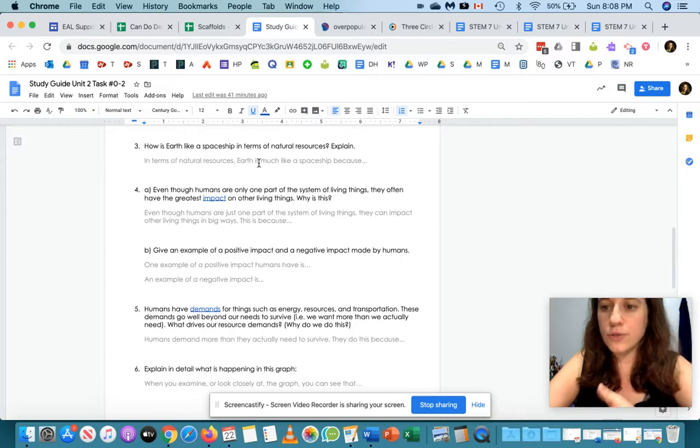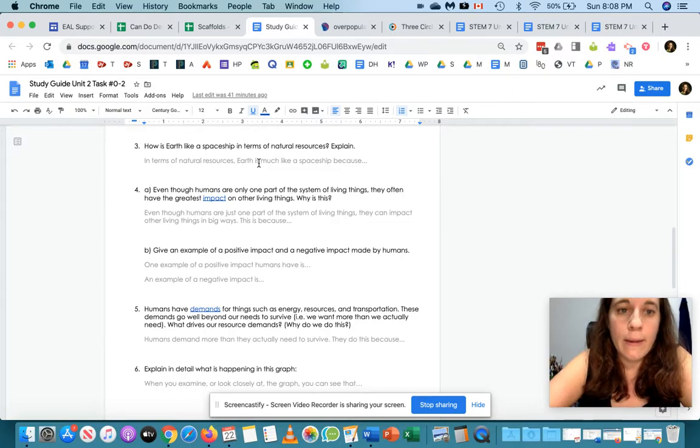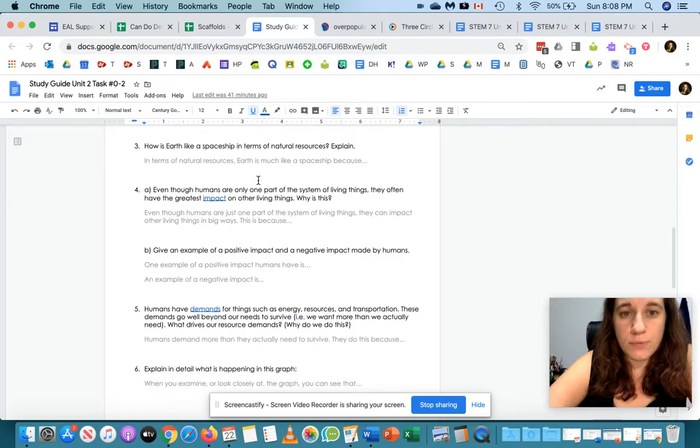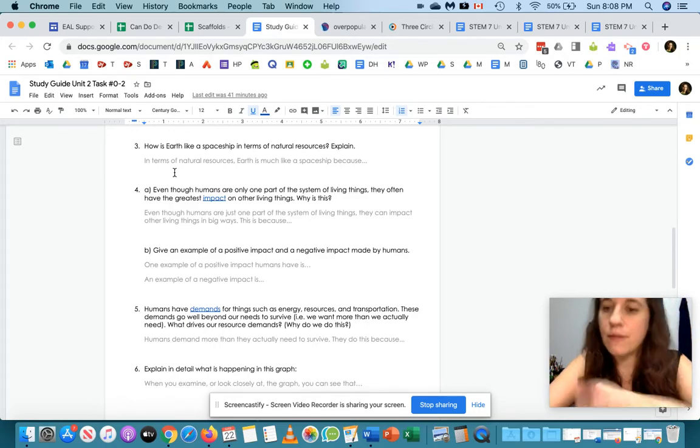So not all students will use this, but we find even the students we won't think need it, sometimes they lean on that support too, and we think that's okay. So for example, here, how is Earth like a spaceship in terms of natural resources, and explain. So you simply just flip it and say, in terms of natural resources, Earth is much like a spaceship because, and then they have to finish from there.